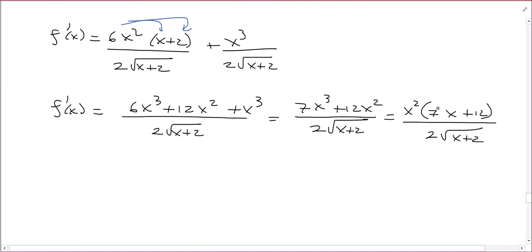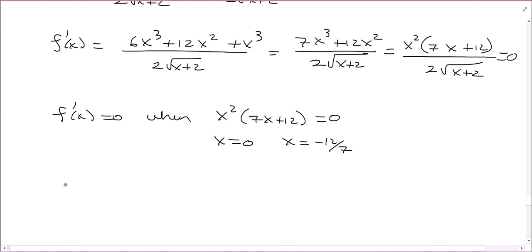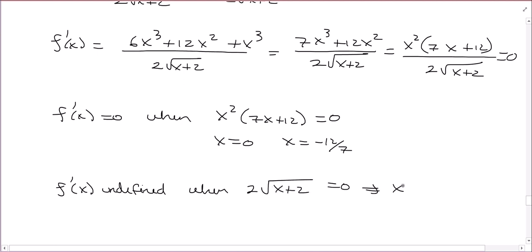And now we can set it equal to 0 to find our critical numbers. So my critical numbers are going to be, what are they going to be? Set it equal to 0. So the derivative is 0 when the numerator is 0. So f prime of x is 0 when x squared times 7x plus 12 is 0, which means when x is 0 or when x is negative 12 sevenths. And f prime is undefined when the denominator is 0, which just means when x is negative 2.